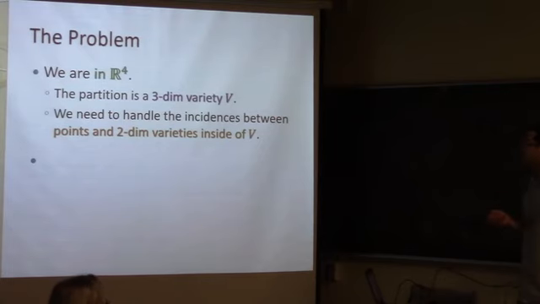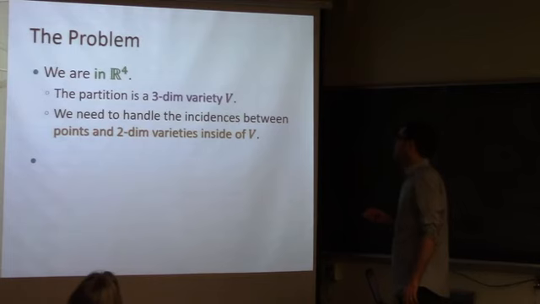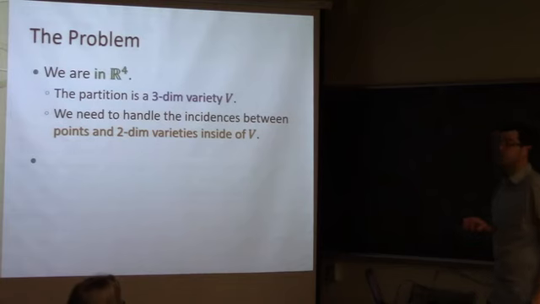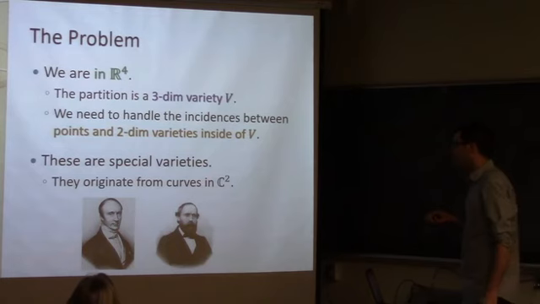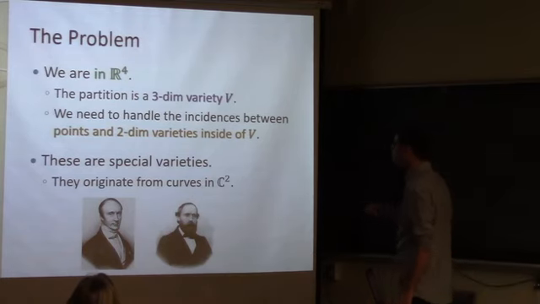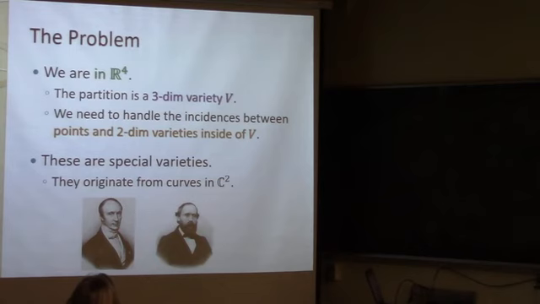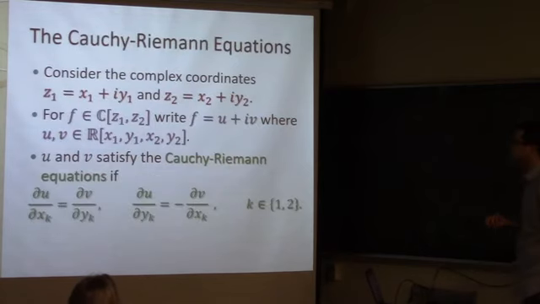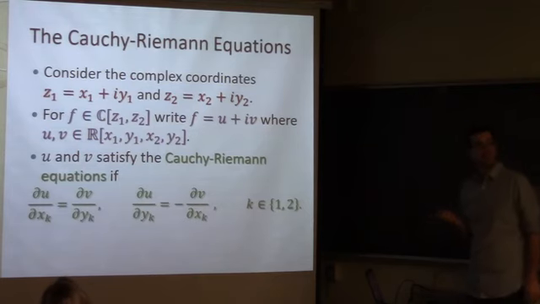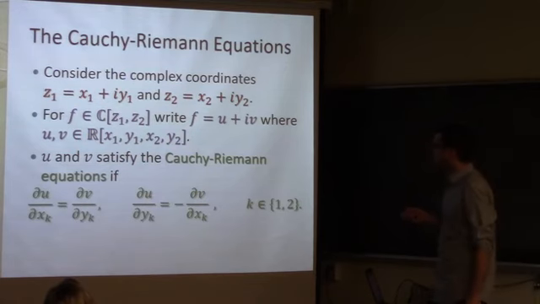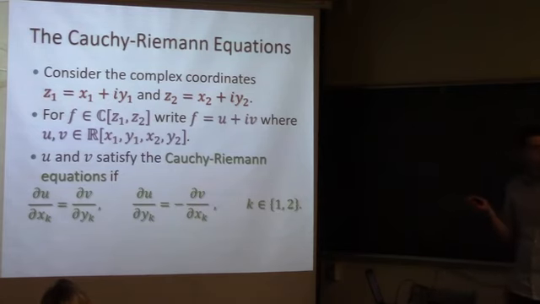To get something better, we need to do something more sophisticated. And luckily, these are not arbitrary two-dimensional varieties, which we wouldn't know how to handle. They have very special properties. They originate from curves in C^2. And specifically, these two gentlemen here hint you what we're going to use. Because they originate from curves in C^2, they satisfy the Cauchy-Riemann equations. Now, I'm not sure if I should say what the Cauchy-Riemann equations are here. I think I should just skip it. I hope that if somebody wants me to, they'll just tell me. So even though they're in R^4, they obviously still satisfy the Cauchy-Riemann equations.